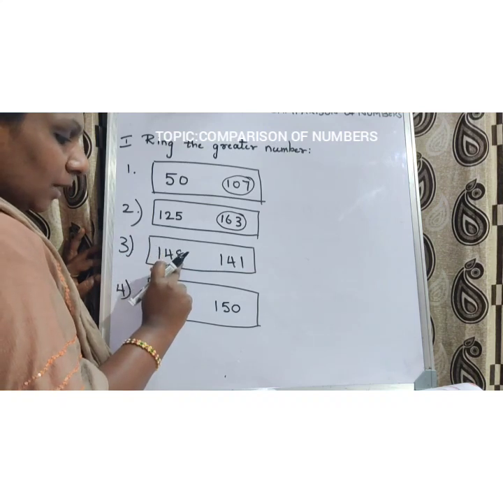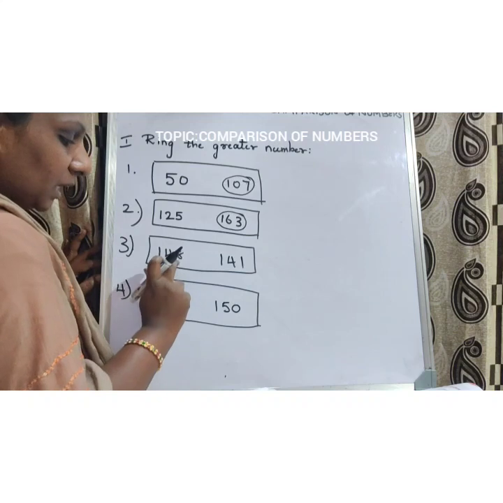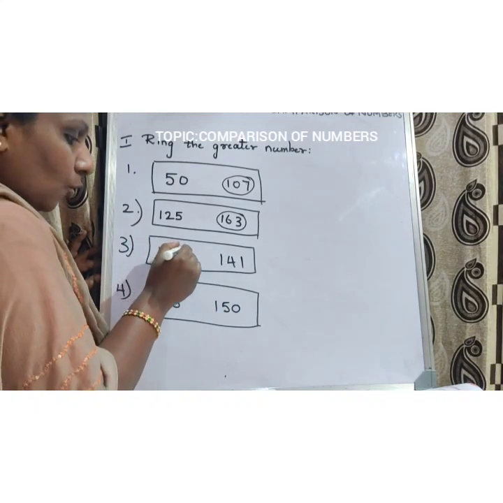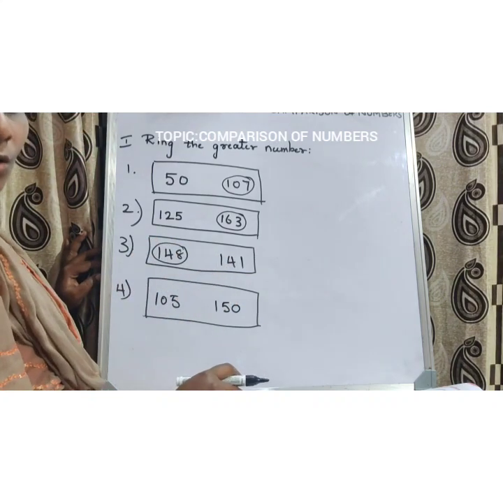So next we have to compare the numbers in the ones place. So 8, 1. Which is greater? 8 is greater. So 148 is greater than 141.